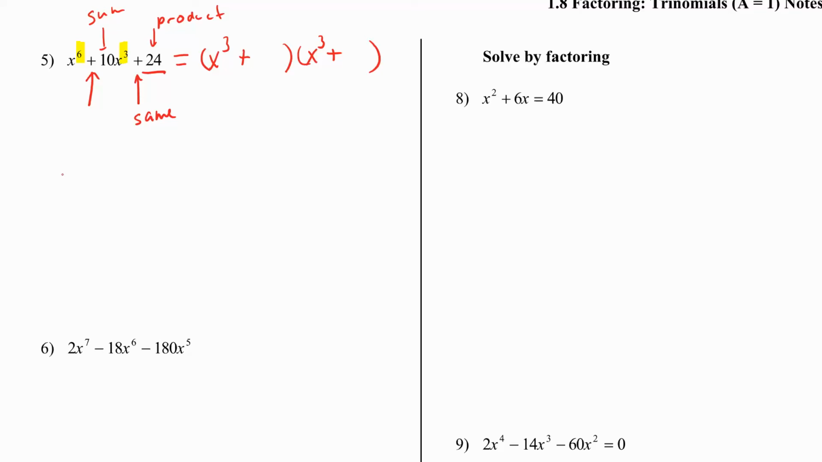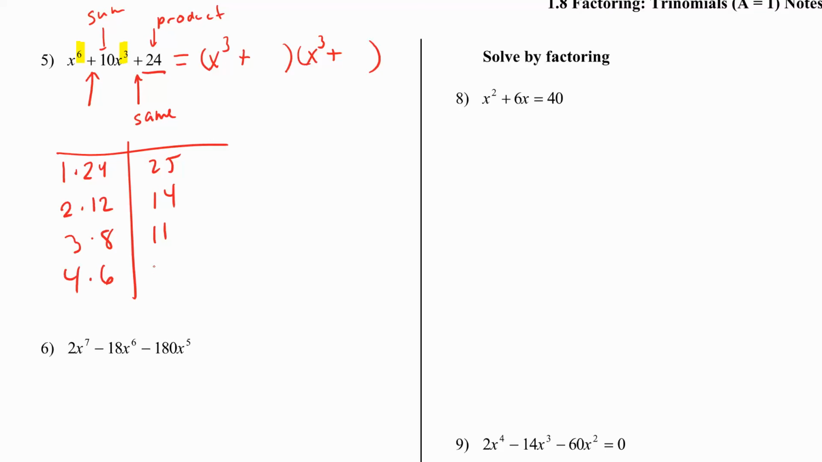Okay, so we can just start listing them. 1 times 24. When we add those together, we get 25. 2 times 12, when we add them, we get 14. We can do 3 times 8, and that's 11. 4 does divide into there 6 times. Oh, there it is. There's our sum of 10. So plus 4 and plus 6. And again, the order doesn't matter in which we put those.